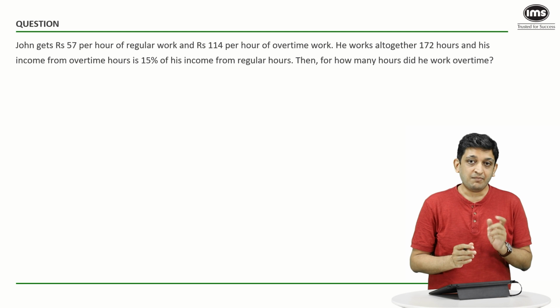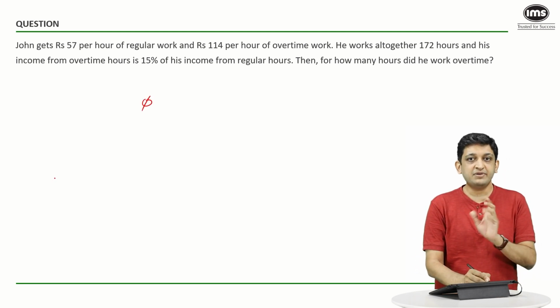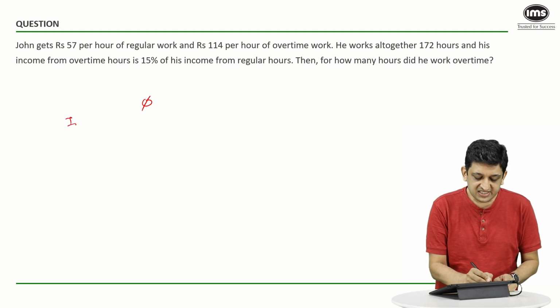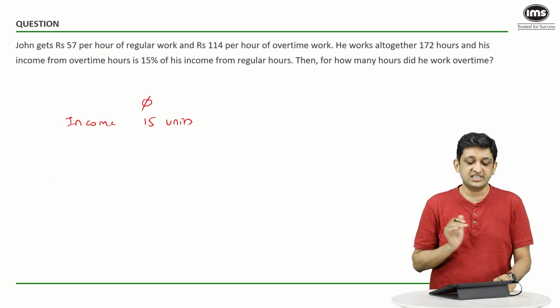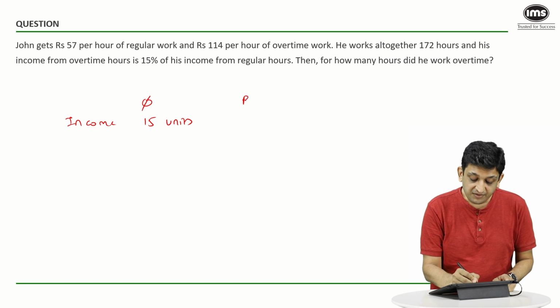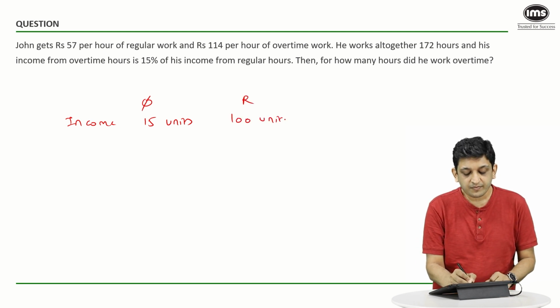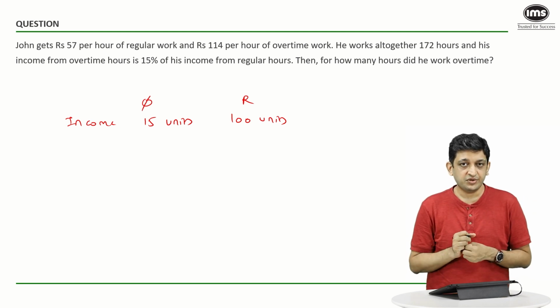If you look at the amount that he has earned from overtime hours, it is going to be 15% of his income from regular hours. So let's say, for example, his income from overtime is 15 units, doesn't matter, 15 rupees, 15 units, doesn't matter. His income from regular hours is going to be 100 units then. Income from overtime 15 units, income from regular time 100 units.